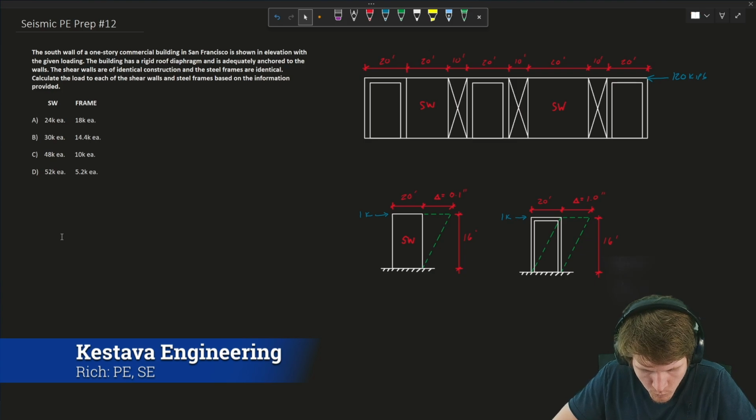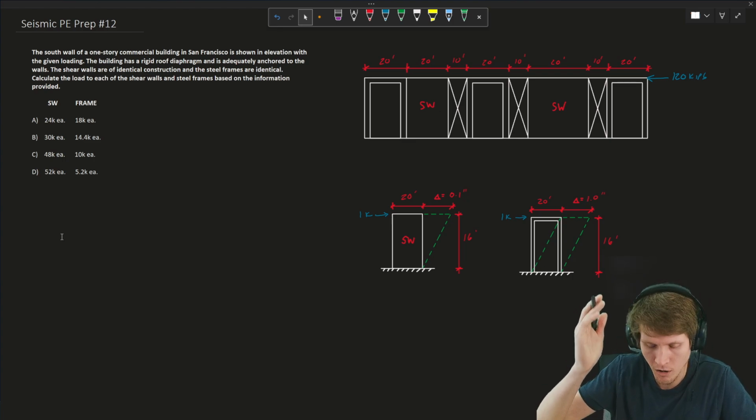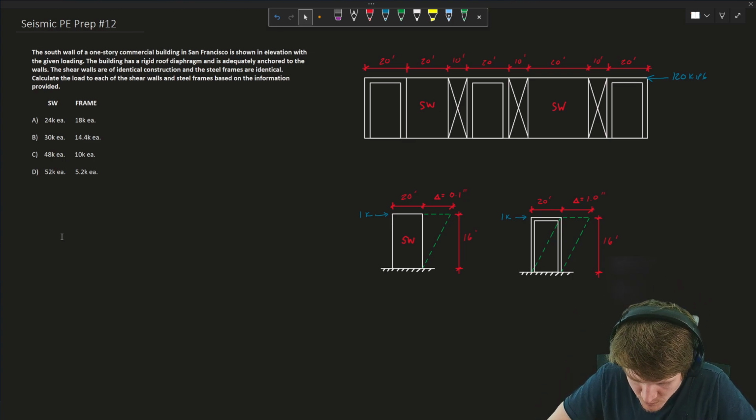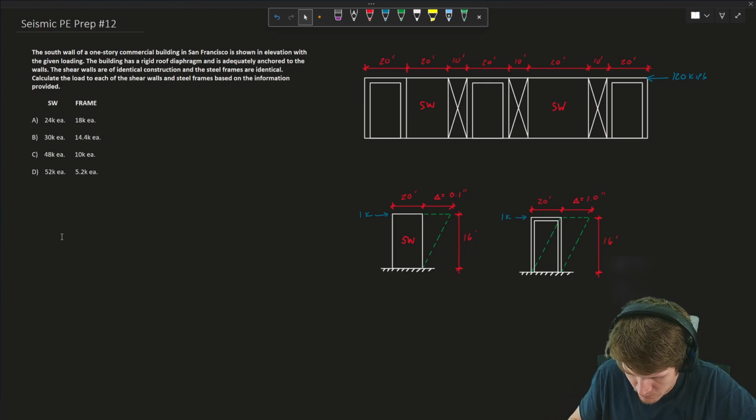The south wall of a one-story commercial building in San Francisco is shown in elevation with the given loading. So that's the one all the way up top there. The building has a rigid roof diaphragm and is adequately anchored to the walls. The shear walls are of identical construction and the steel frames are identical. Calculate the load to each of the shear walls and steel frames based on the information provided.